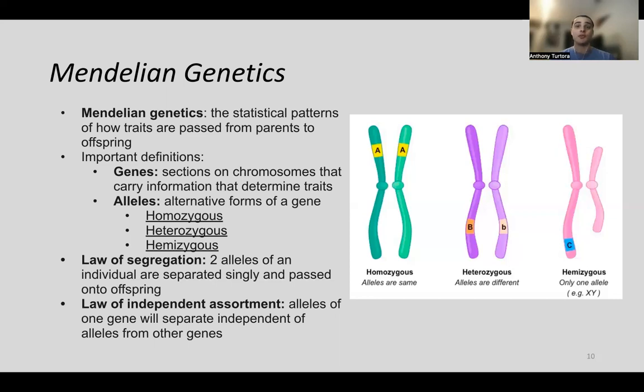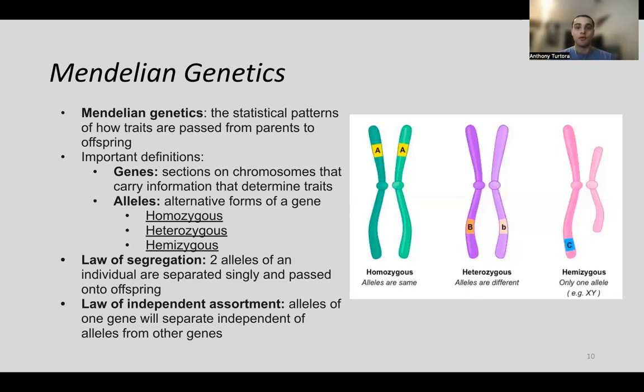We have 23 pairs of chromosomes. So from each parent, we get 23 chromosomes. Saying this instead of just saying we have 46 chromosomes reminds us that we have a maternal and a paternal copy. This is important because we can have different alleles for each gene, coding for something different, which makes us unique. So alleles specifically are alternative forms of genes.